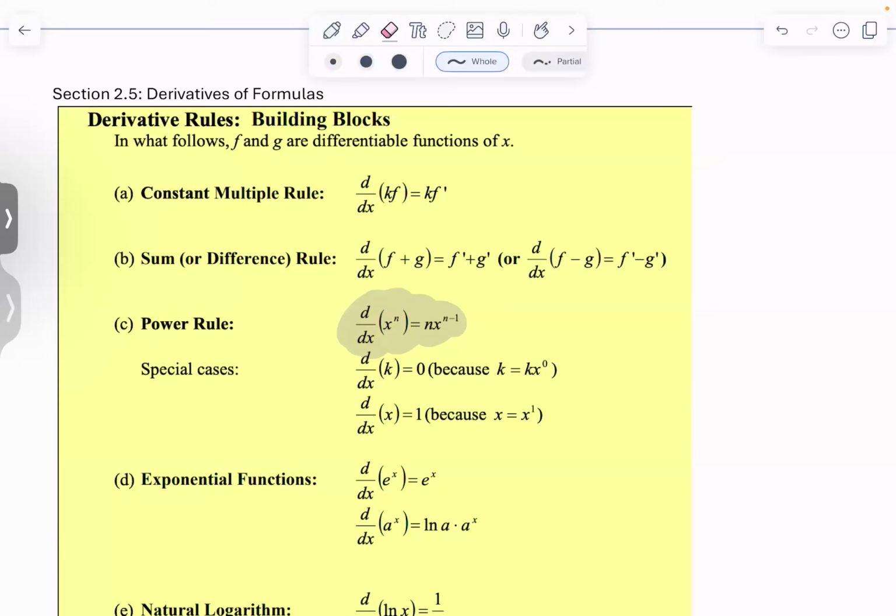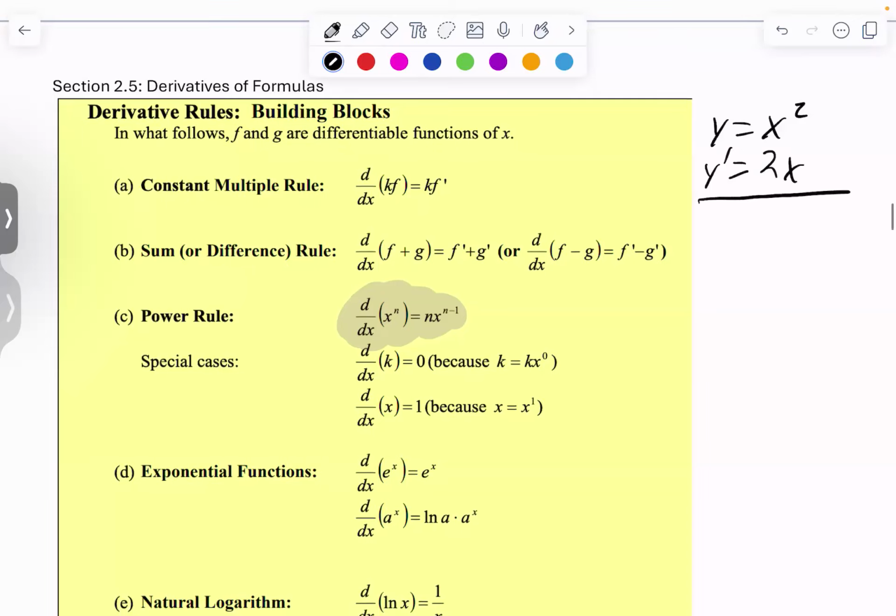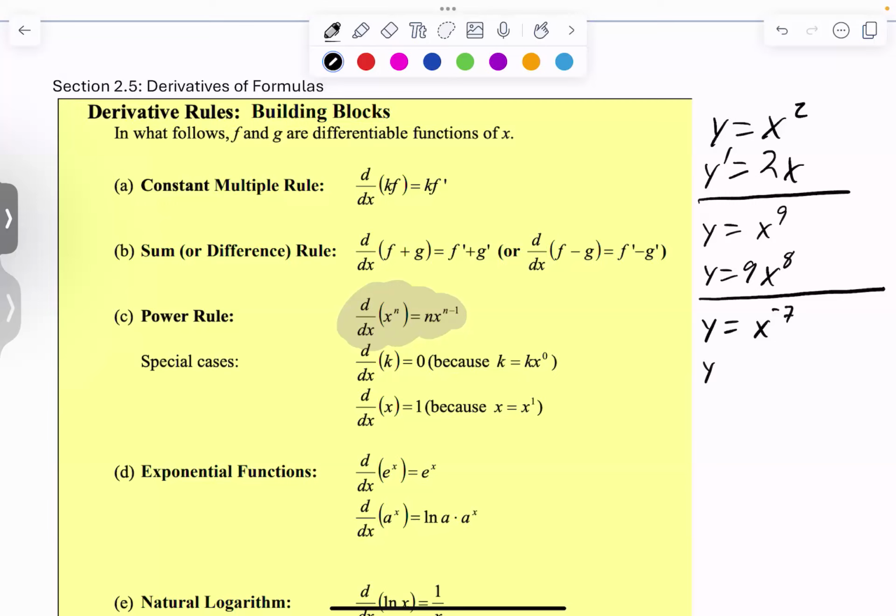So we have y equals x squared, which means y prime is 2 times x to the first power. Y equals x to the 9th power means y prime equals 9 times x to the 8th power. And I'm hoping you start seeing a pattern on these after a while. With x to the negative 7th power, y prime equals negative 7 times x to the negative 8th power. Right, because we're subtracting 1 each time.